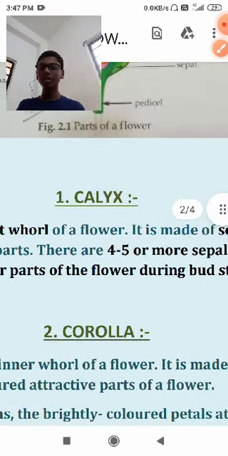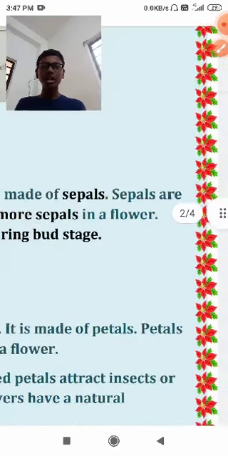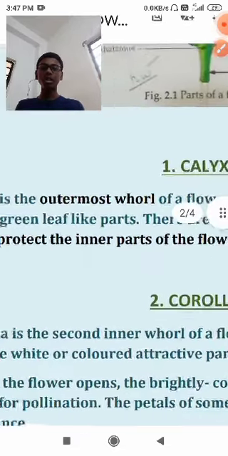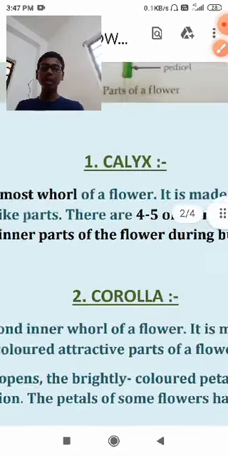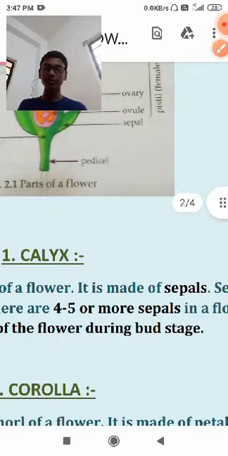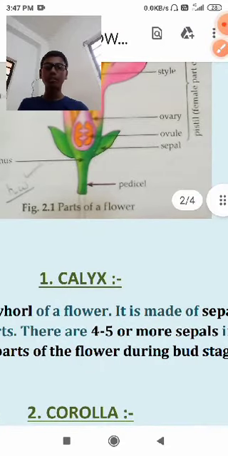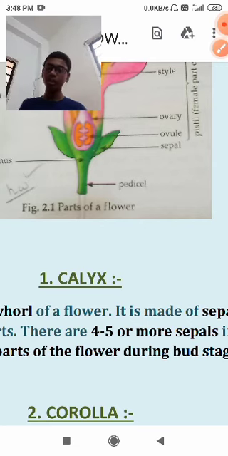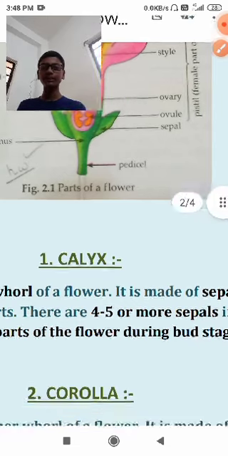Now what is their function? There can be 4 to 5 or more sepals in a flower. They protect the inner parts of the flower during the bud stage. Bud means, I have already shown you the floral bud. When the flower is in a bud stage, the sepals protect it. They cover the full thing, protecting the inside part.